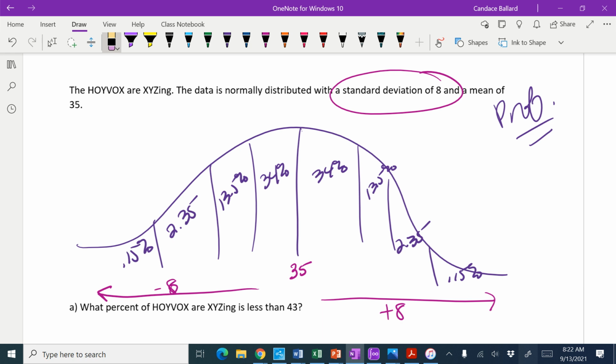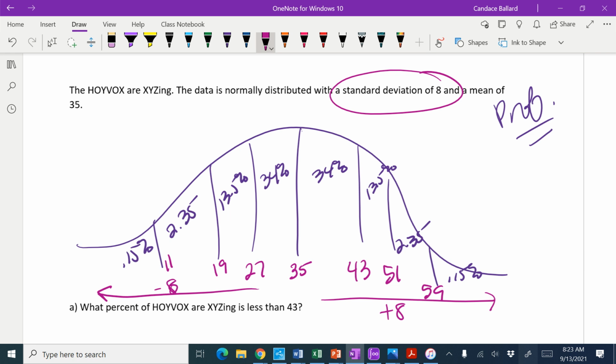Okay, what did we get when we added 8 for the first time to 35? 43, is that right? Add it again, what did you get? 51, and one more time? 59. When we subtracted, what did we get? 27, and then what? 19, and then 11. Okay, perfect.